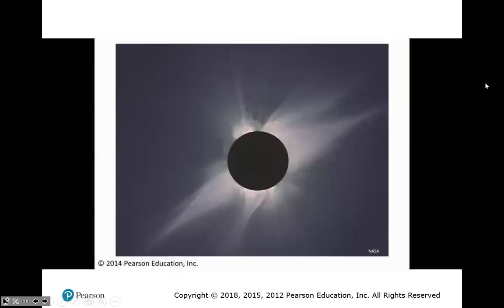Finally, there is the corona. The corona is an envelope of ionized gases that extends way far out away from the sun, and we would never see the corona except during times of solar eclipses or with special equipment that blots out the incredible light that comes from the photosphere. You can see here that the corona has a wispy, sort of filamentous structure to it.